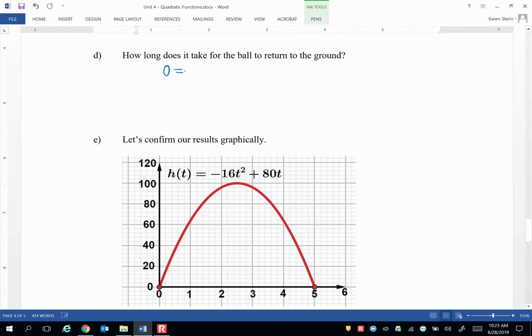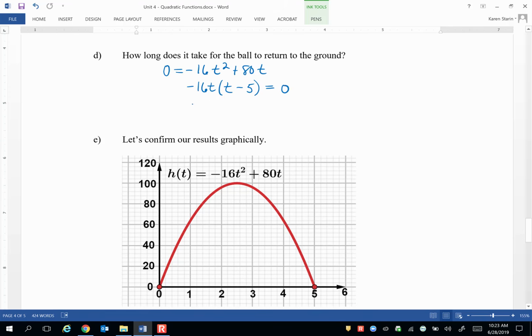0 equals the function. So we have 0 equals negative 16t squared plus 80t. So let's factor out a negative 16. So we get negative 16 and a t times t minus 5. That will all equal 0.